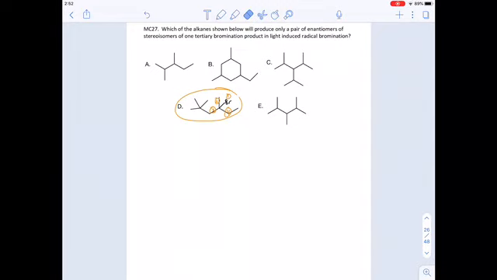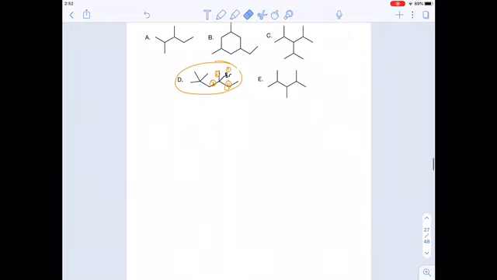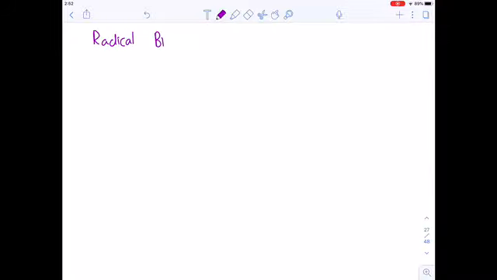Since you guys learned radical bromination relatively recently, I think it might be worth going over the mechanism in the context of this problem. So I'm going to use the starting material from the original answer choice D and go ahead and go through the mech. If you feel comfortable with the mech and you don't want to go through it, feel free to skip this part. I just feel like it might be useful for some people.